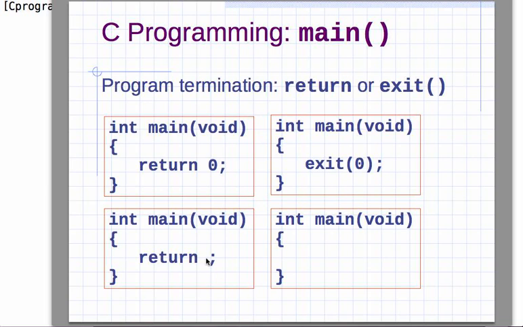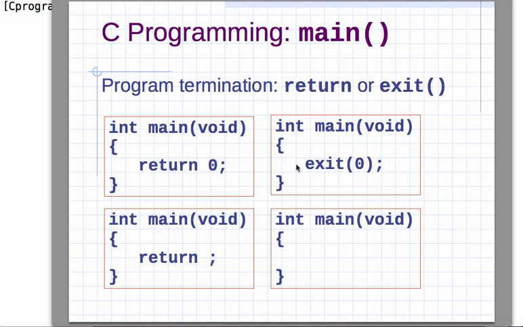Most compilers will take this. Some of them might generate a warning. You could also try this: int main and then no return statement. Sometimes some compilers will give you a warning, but it'll work. You should be able to create an executable and then run it.